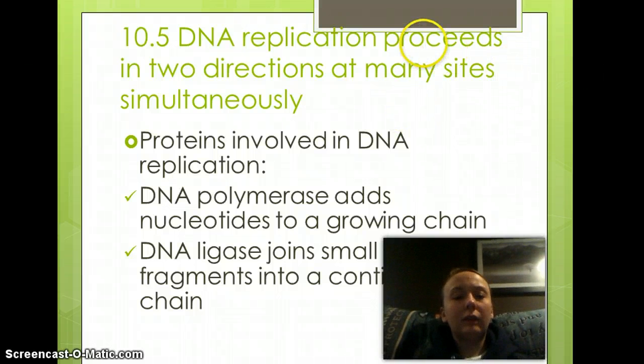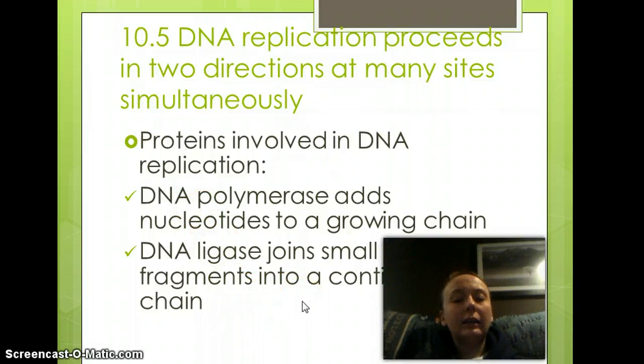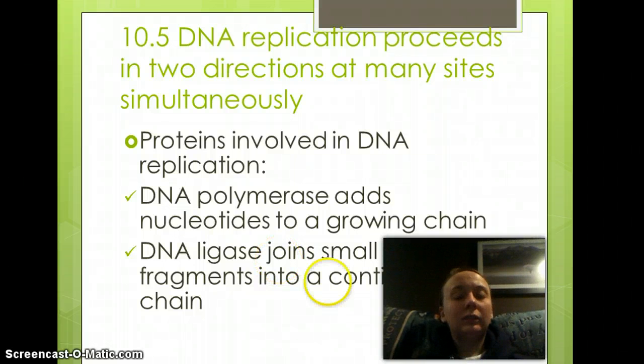The proteins involved in DNA replication include something called DNA polymerase. That adds nucleotides to the new DNA strand. We talked about A and T, G and C. DNA polymerase is the protein that adds those nucleotides to the new strand. DNA ligase is going to join those small fragments we talked about, how it starts, stops, starts, stops. That's going to join those fragments and make it a continuous strand, because we don't want our DNA to have starts and stops in it. We want it to all be continuous.